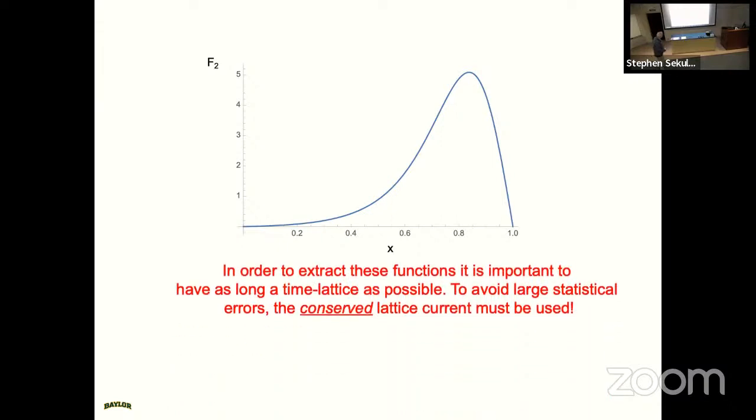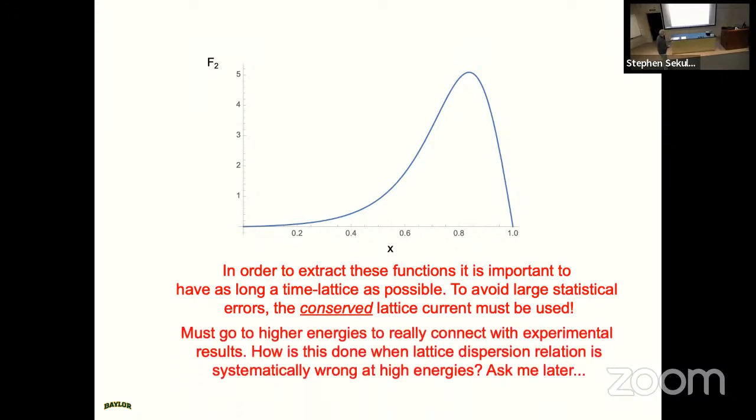Okay, so two points. In order to extract these functions, it's important to have as long a time lattice as possible. I've already made that point. But in lattice, if you do that, what's going to happen? What you traditionally expect with very large correlations with lattice data is that your error bars will go crazy. But they will not if you use the conserved current. The conserved current on the lattice is exactly conserved, up to numerical precision. It will constrain your error bars and will make such a calculation possible. What else is possible? Oh, that's possible. Okay.